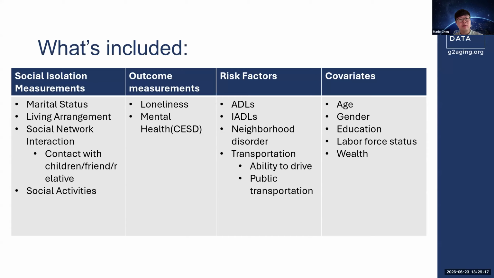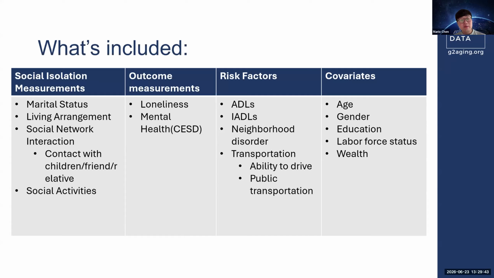The dataset also includes several potential risk factors, including activities of daily living, instrumental activities of daily living, neighborhood disorder, and transportation access, including driving ability and public transportation availability. These variables allow researchers to look at both environmental and functional factors that may be associated with social isolation.